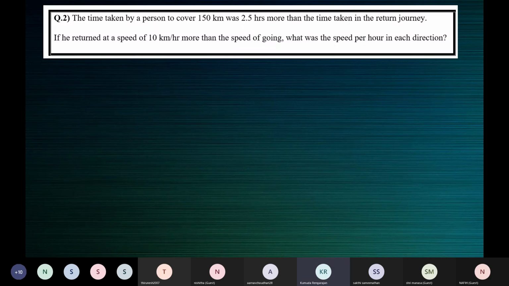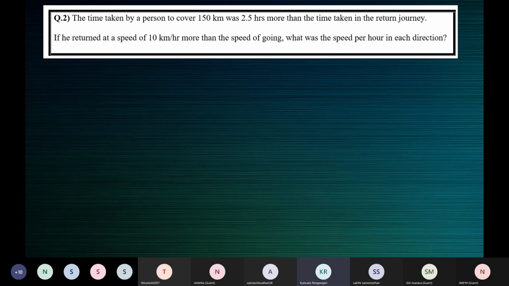Have you completed this one, children? You were supposed to finish this. The time taken by a person to cover 150 kilometers was 2.5 hours, meaning 5 by 2 hours, more than the time taken in the return journey. Let's read that again. The time taken by a person to cover 150 kilometers was 2.5 hours more than the time taken in the return journey.